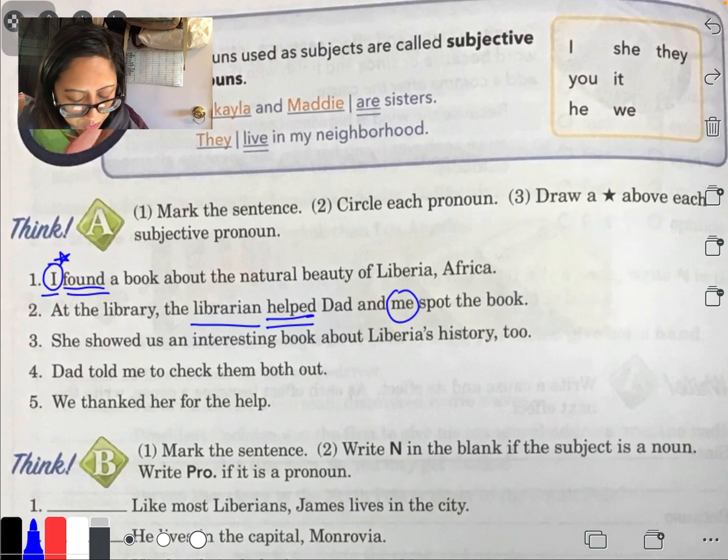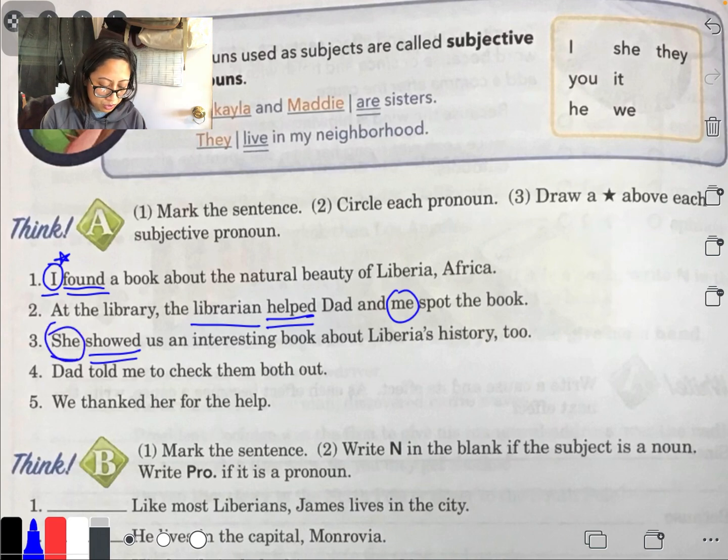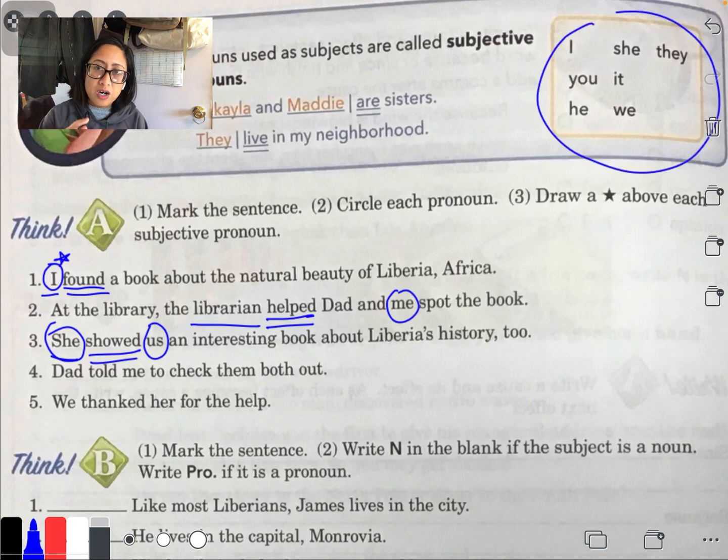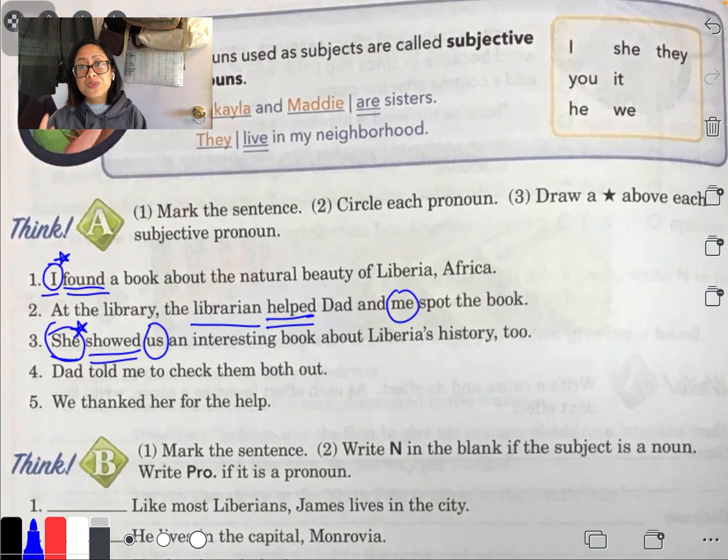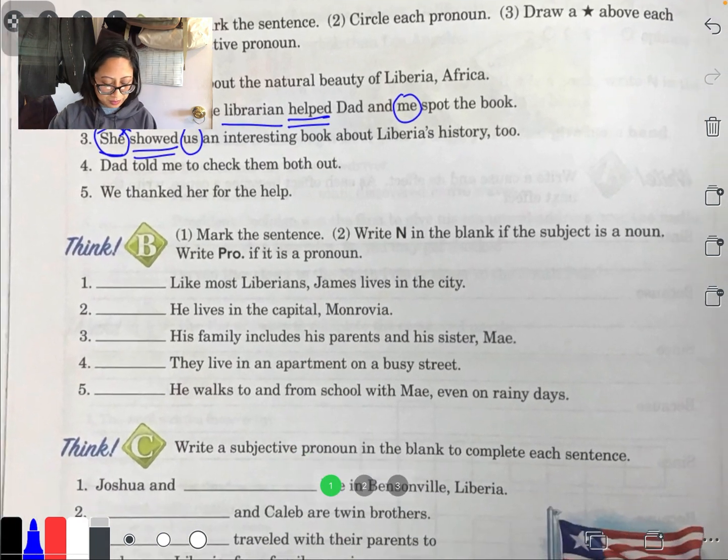Number three, she showed us an interesting book about Liberia's history too. All right, what's happening? What did she do? She showed. Who showed? She. Oh, I'm going to circle she, and I'm going to circle us as well. Those two are pronouns. But which of these are the subjective pronouns here in this box? It is she. Okay. Now we will try 4 and 5 at our Zoom meeting.